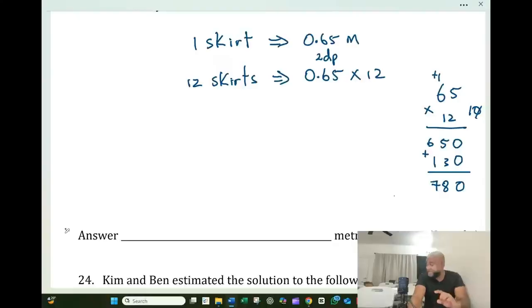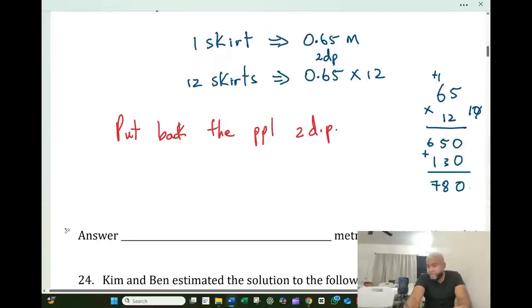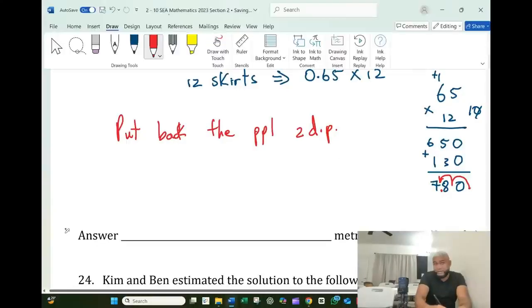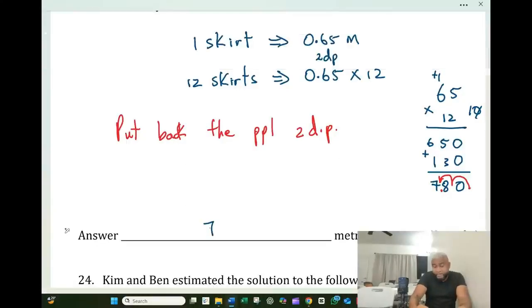But we have 2 decimal places we need to put back, right? Put back the 2 decimal places. So the decimal point is understood to be behind here, so we'll move it 1, 2. So this answer will now become 7.8 meters, right? 7.8 meters will be my final answer.